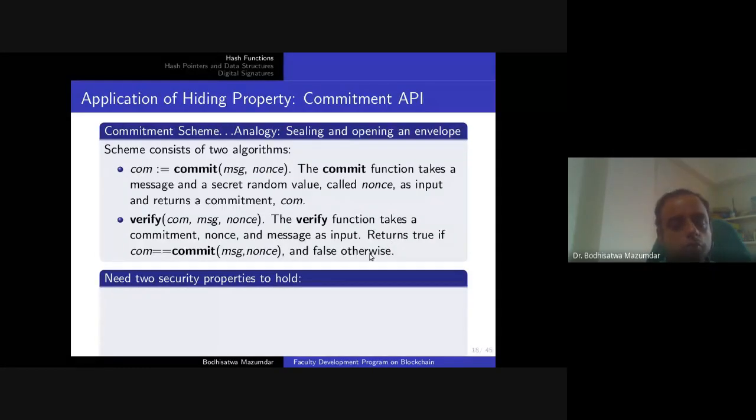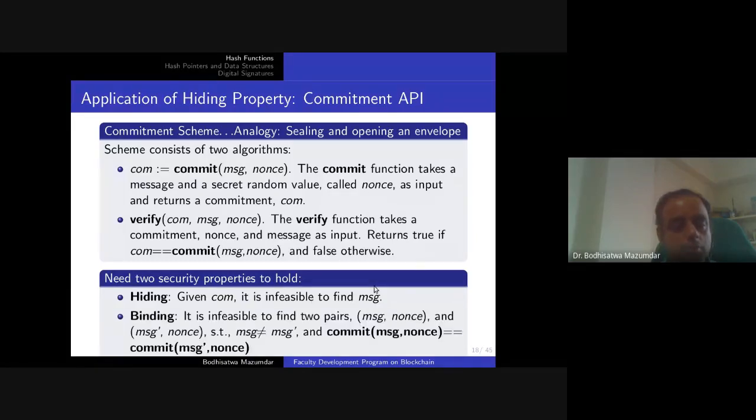So it needs two security properties to define these two algorithms. First is the hiding property. That means given the envelope, that is the com, it is infeasible to find what value was kept in that envelope, that is, it is infeasible to find what the message is.